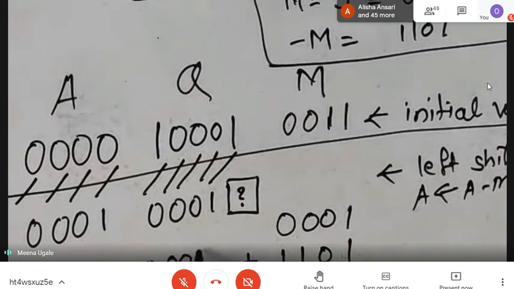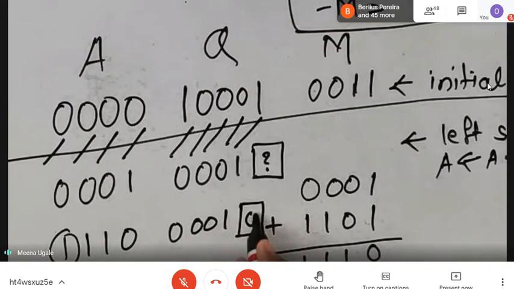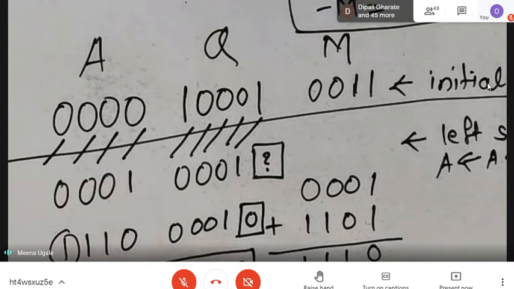Zero zero zero one. As this bit is 1, I am going to write 0 in Q0 and I will restore this value back. So I will be getting 1, 0, 0, 0, 1 and 0. This will be my result of the first cycle.